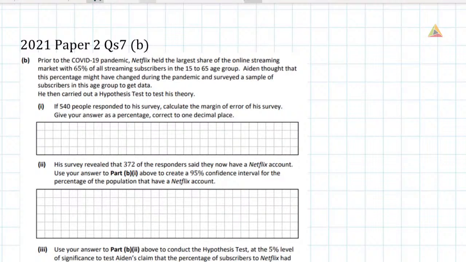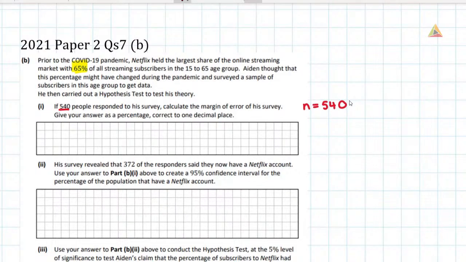Okay, so the first thing that we're spotting in this question is that we have a 65% here, and that's how many people had this subscription to Netflix before the pandemic started. And what we're going to be investigating with this hypothesis test is whether or not that has now changed. So in Aidan's survey, 540 people responded to his survey. So we're going to mark this here. That's going to be our N. So N is our sample size, 540 people.